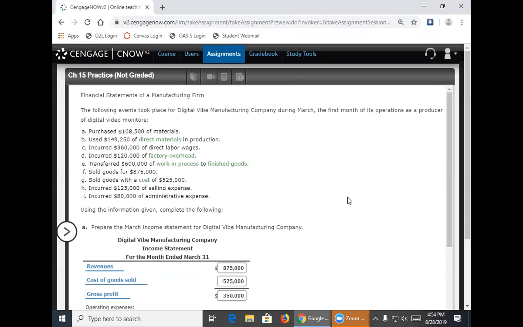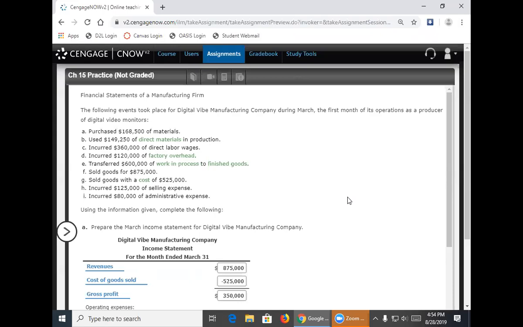So that was B. On part C, it told us we had 360,000 of direct labor. Again, all of those product costs go into work in process. So that direct labor, or DL, is going to go in. 360 into work in process. So that cost gets debited to work in process for direct labor.